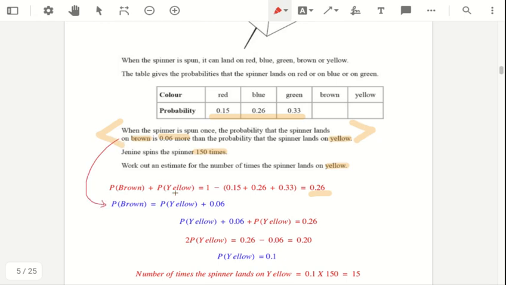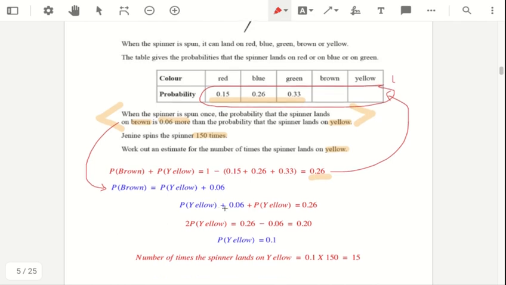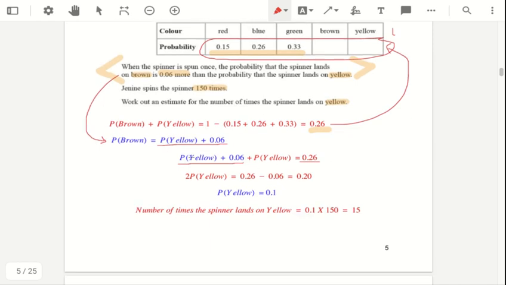And then this is the brown plus yellow equals to 1 minus this is here. Because this whole thing is 1, correct? So 1 minus 0.15, 0.26, 0.33 give you brown plus yellow, okay? Then using these two equations, so brown, I substitute in this, right? So now instead of probability of brown, it becomes probability of yellow plus 0.06 plus yellow equals to 0.26.